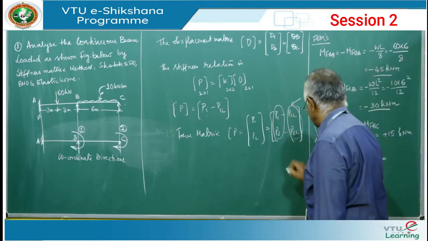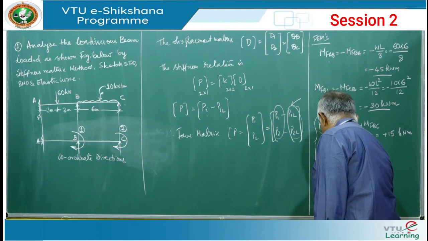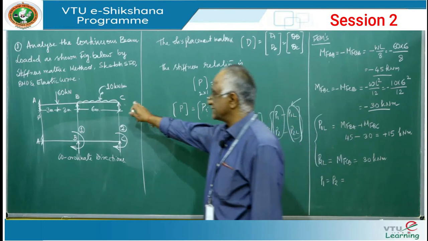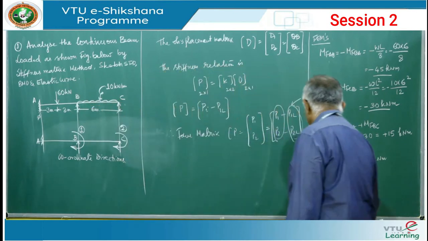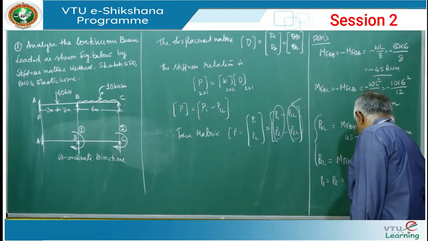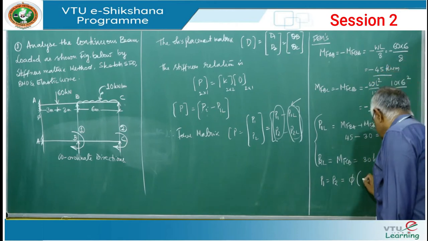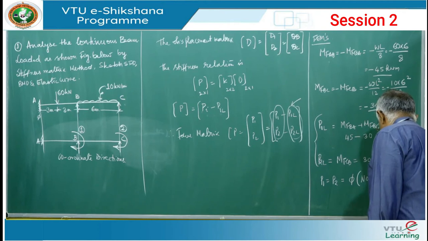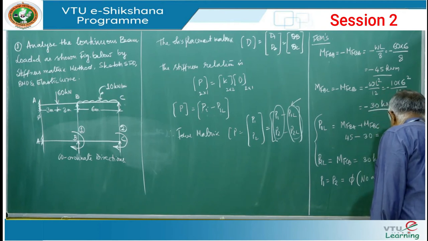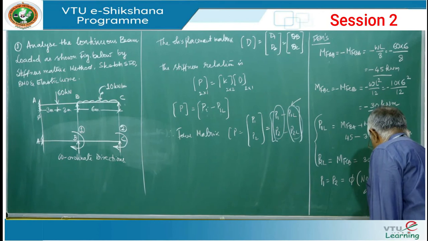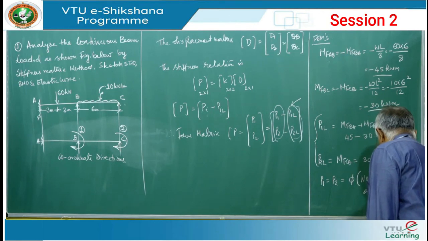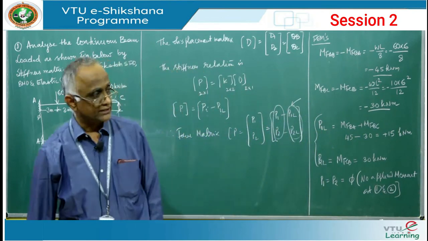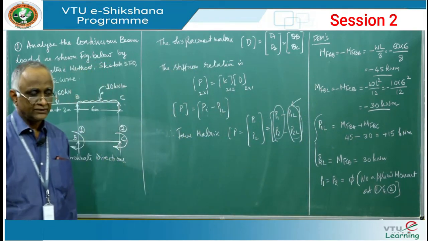And I need to get this value of P1 and P2. Is there any load applied? That means a couple applied at B and C. If there is nothing there, then it will be equal to 0. Why I am putting 0 is, there is no applied moment at coordinate 1 and coordinate 2. I'm putting the coordinate 1 and 2 within the circle, 1 and 2.